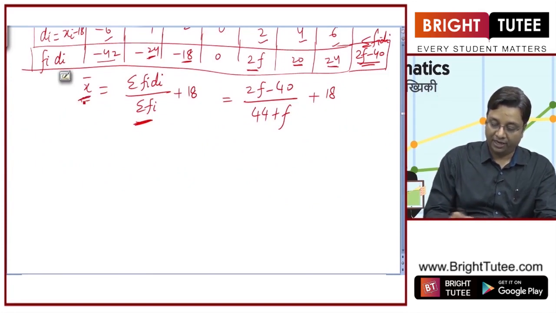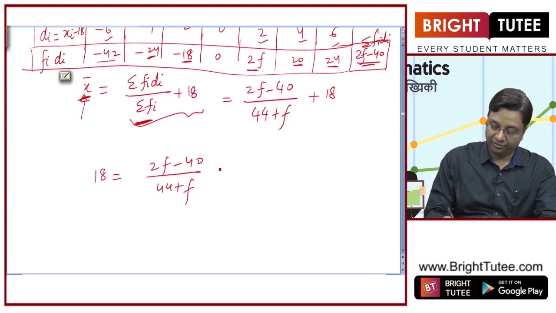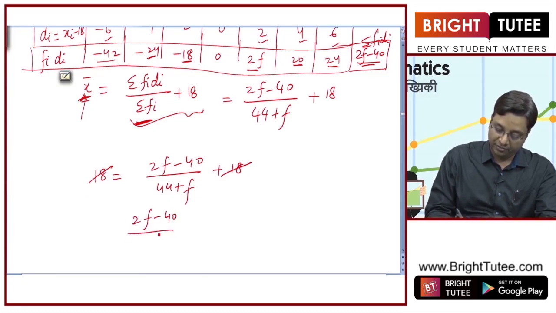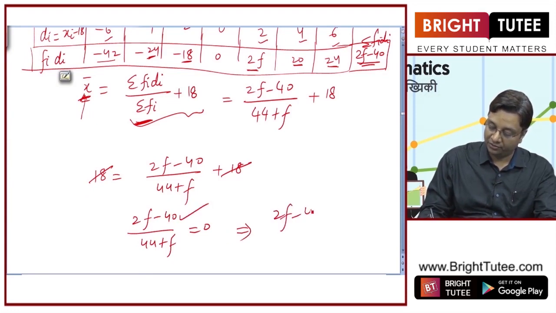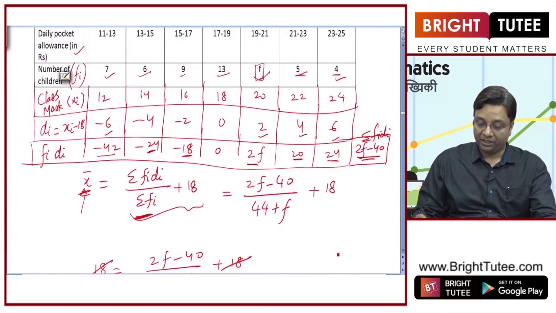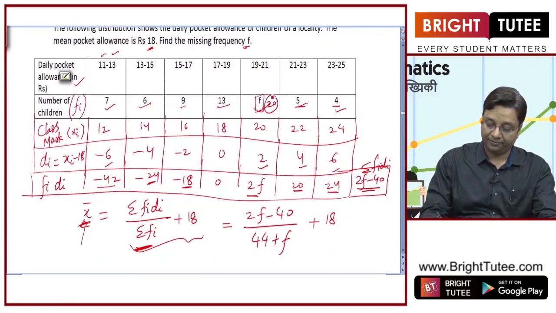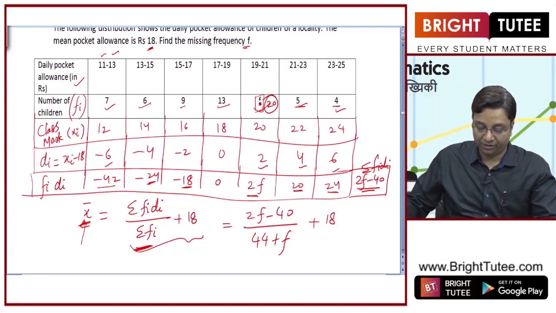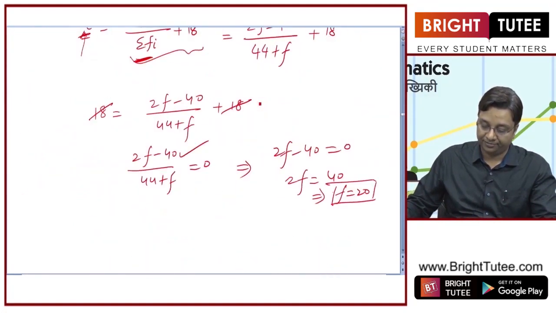So look at this, x bar is equal to this, which is already given. x bar is 18, right? So 2f minus 40 by 44 plus f plus 18, so it will make it 0 here. Hence 2f minus 40 by 44 plus f is 0, which makes this numerator 2f minus 40 equal to 0. So 2f is equal to 40, hence f is 20. So the missing frequency here is 20. All right.